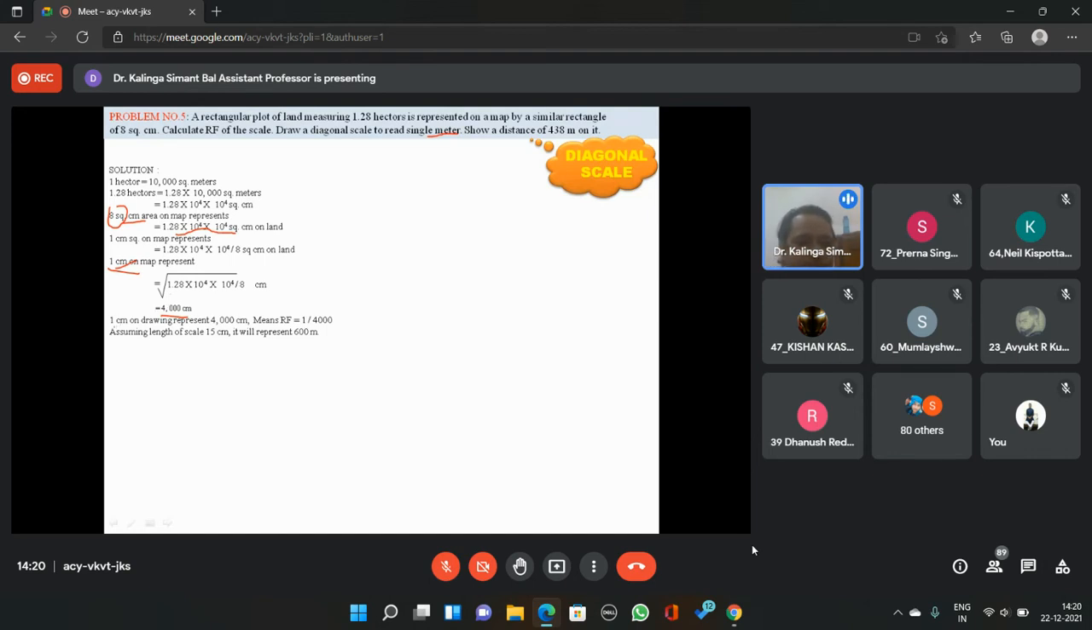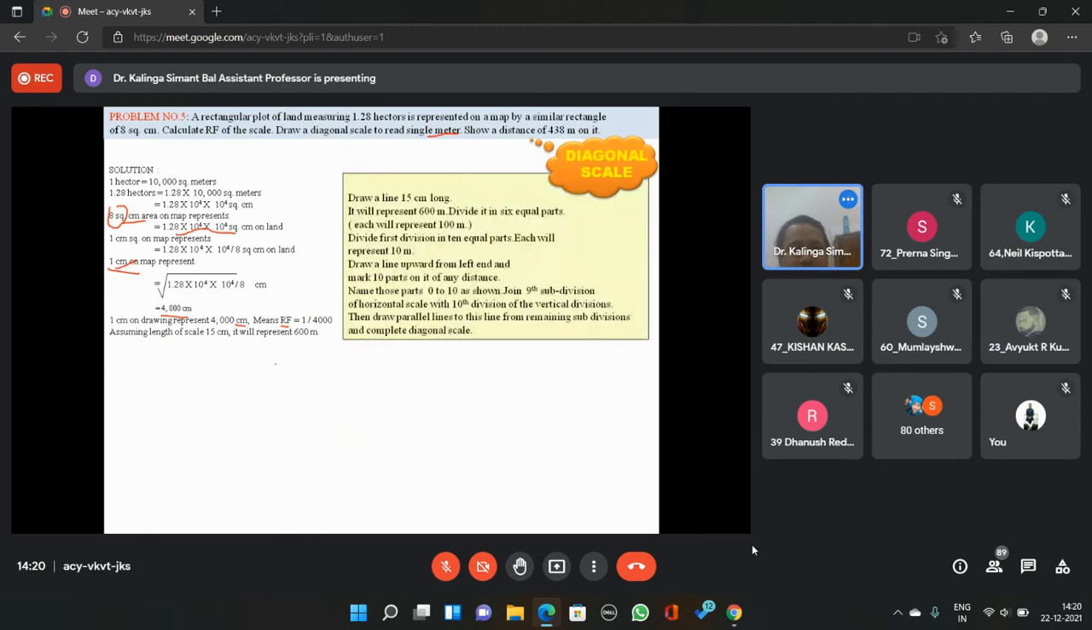So since EPA is 4,000 cm, RF will be around 1 by 4,000. That is the diagrammatic by the actual what will be represented. So assuming that we will be having a scale of 15 cm, it will represent the 600 mm line. First we'll draw a scale of 15 cm long, then divide it into 6 equal parts. Each part will represent 100 mm.